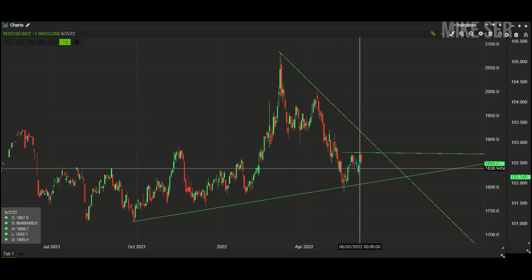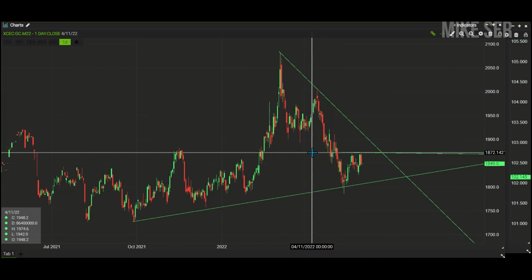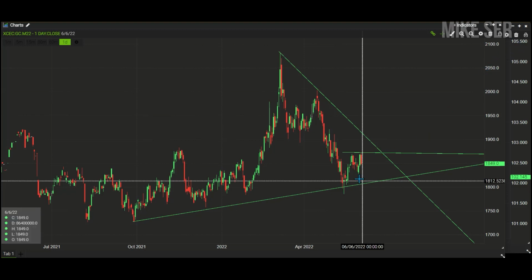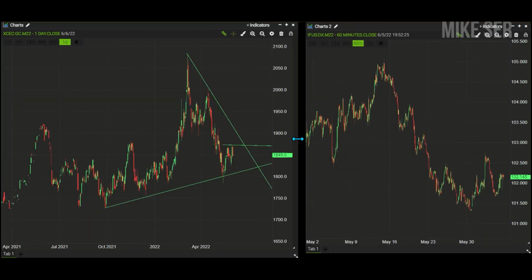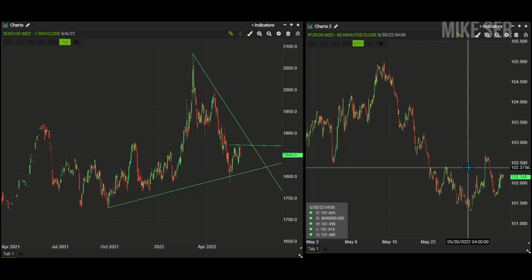Short-term wise, if you're just looking to play this resistance break above here, you can be looking at around 1872. But ideally, whenever you're looking to buy gold as it goes higher, you want to have confirmation to see if the US dollar is heading lower. If the US dollar is heading lower, you can feel confident that gold prices can go higher.